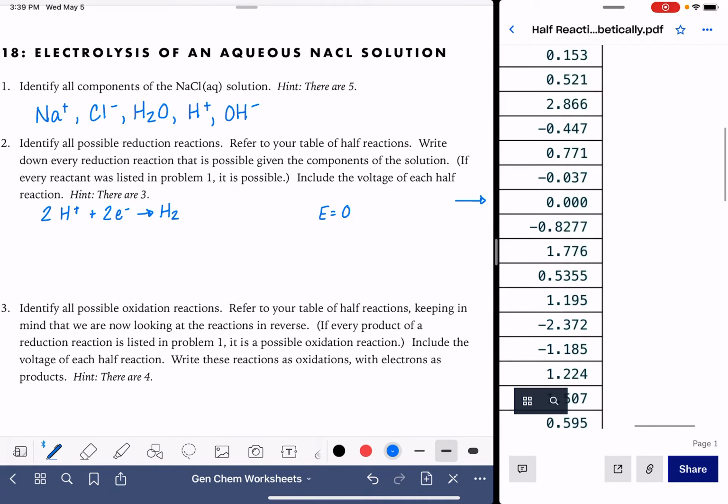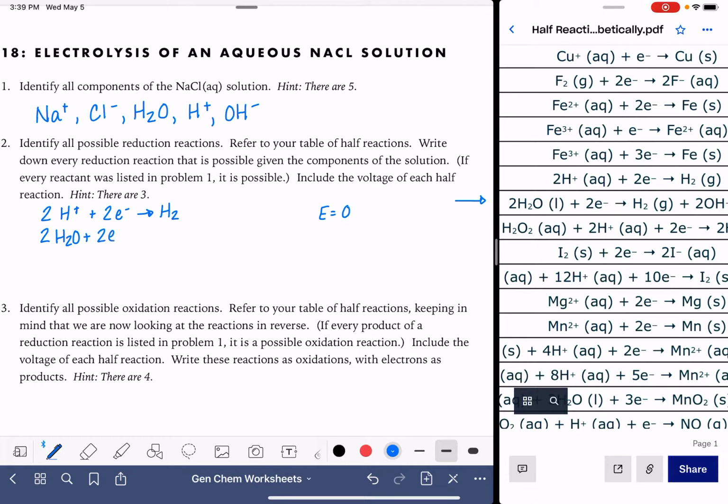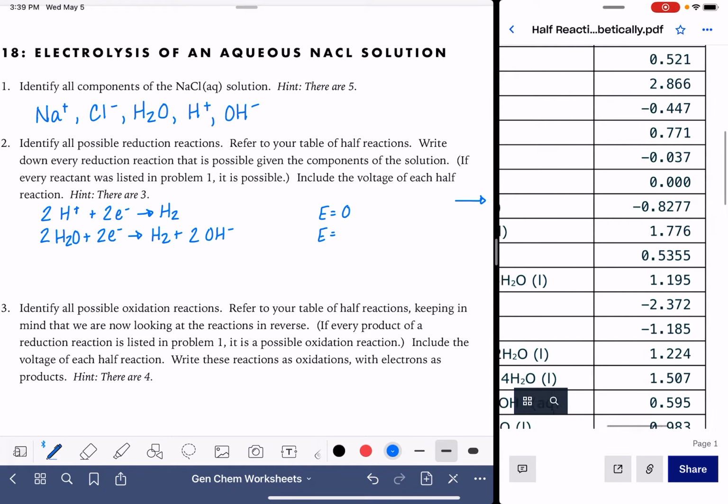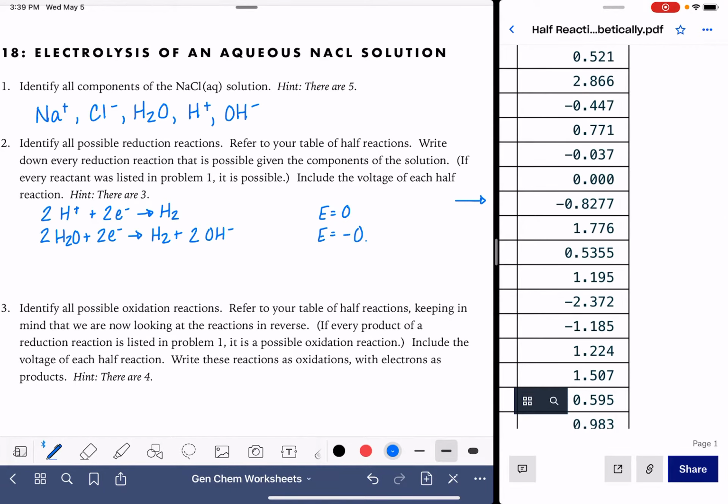So we have a hint here that there are 3 possible reduction reactions. We found one. We're going to look for the other 2. This one right here, next on the list, is another potential reaction. We have water, H2O, so this is another reaction that could occur. Let's copy that down. 2H2O plus 2 electrons makes H2, and I'm going to scroll over, 2OH minus, and let's get the voltage of this one, negative 0.8277.